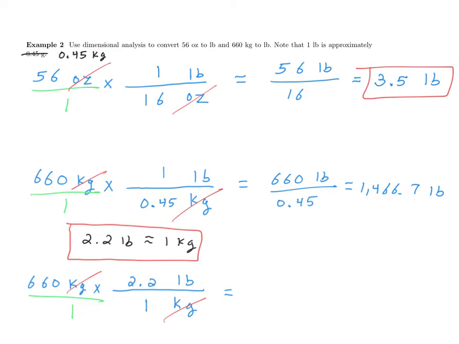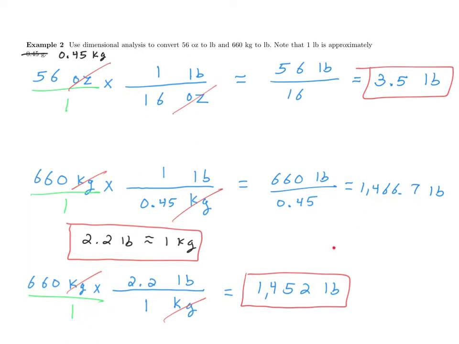Okay, 660 times 2.2 is, this is different. I get 1,400. That's good, but then it says 52 pounds. What gives? That looks significantly different. And the reason is these conversion factors are approximate.